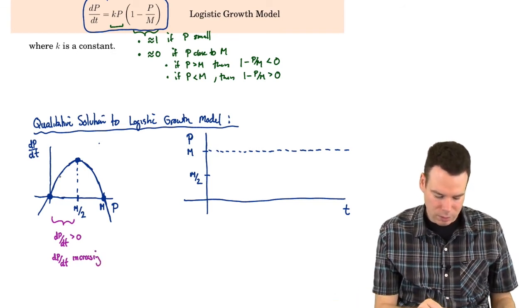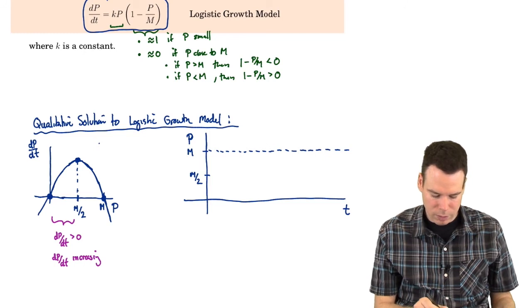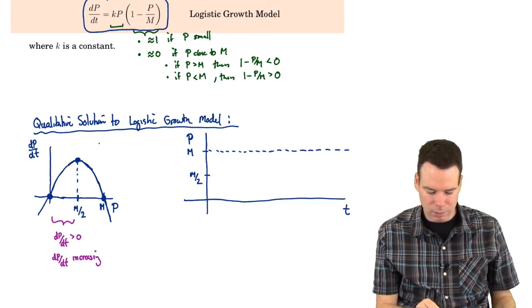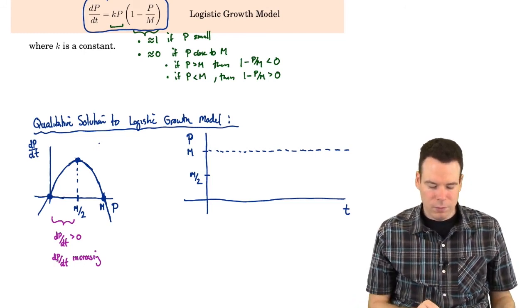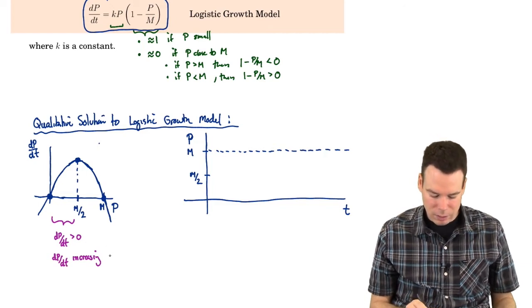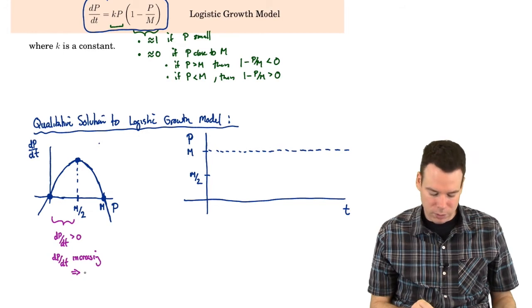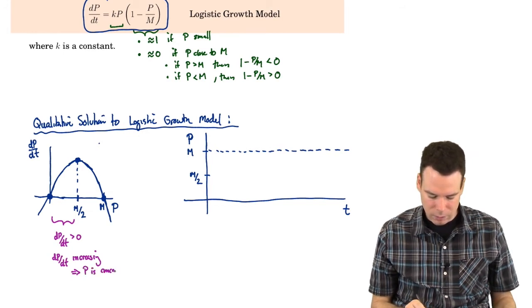dp/dt is increasing in value. As p moves from 0 to M over 2, dp/dt is getting bigger and bigger. If dp/dt is increasing, then what does that mean? It means that the second derivative is positive, or in other words, p is concave up.